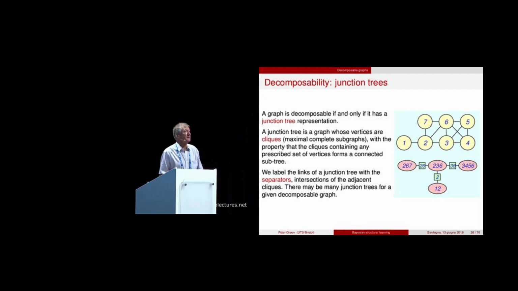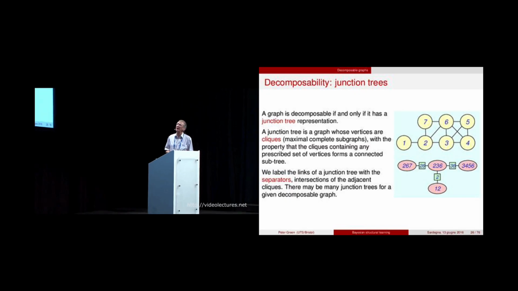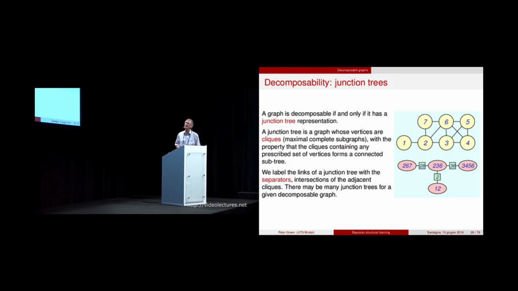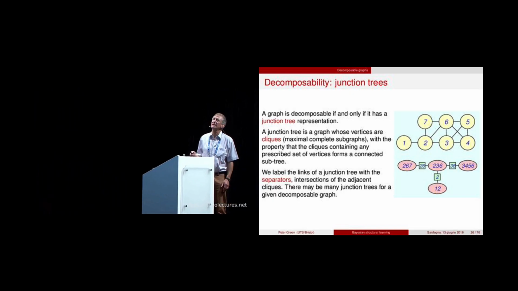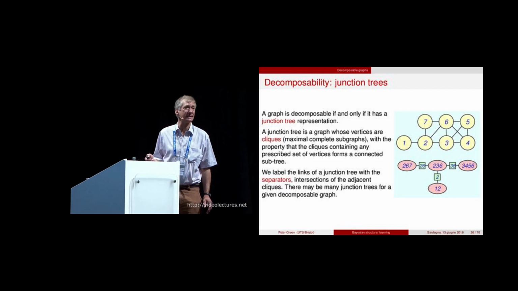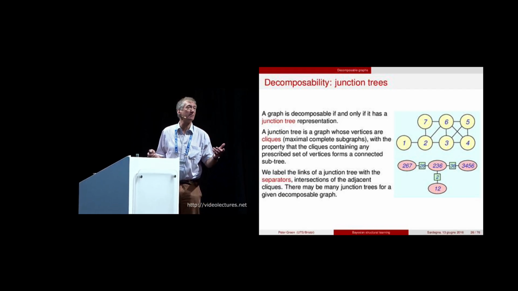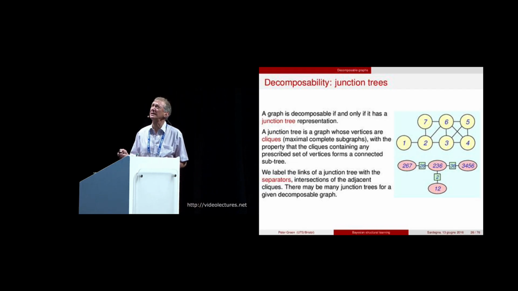Well, first of all, a graph is decomposable if and only if it has this rather indirect representation in terms of what we call a junction tree. So junction trees are graphs, new graphs, whose vertices are cliques. I've already told you cliques are maximal complete subgraphs, with the property that the cliques containing any prescribed set of vertices form a connected subtree. Now look at this picture here. Let's look for some cliques. 2, 6, 7, there's a clique. Okay, they're all connected. And so on. There are 4 cliques in all, these things here.